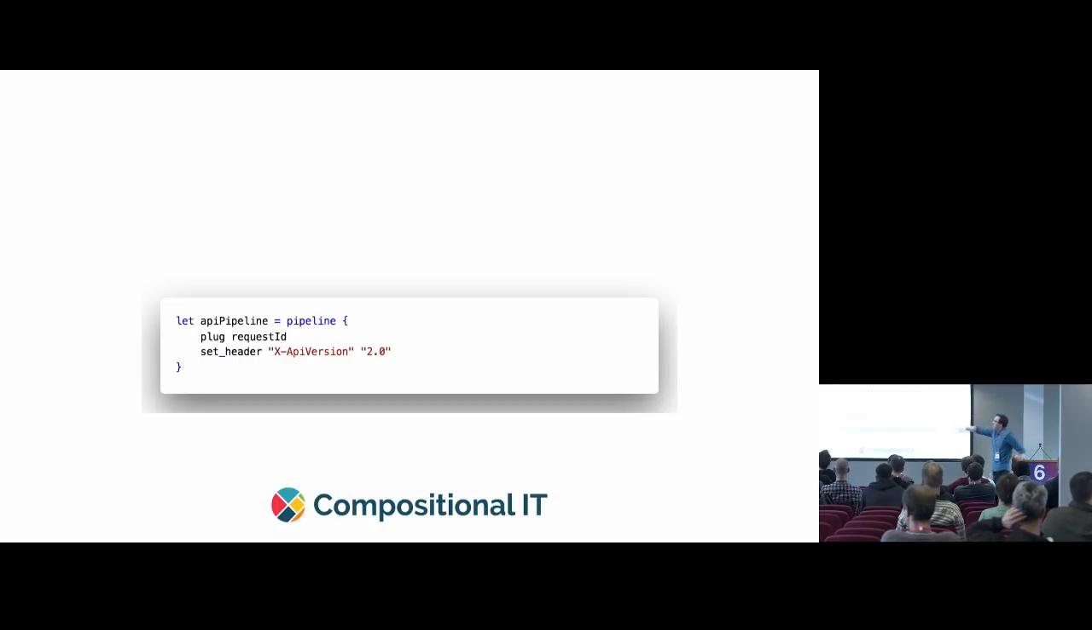And pipelines look like this. Essentially, we've got a pipeline here. We're adding a request ID, which is the ASP.NET Core request ID middleware. And we're setting a header on the response. And now, anytime any request comes in, it'll be passed through this pipeline before being handled and sent back to the client.